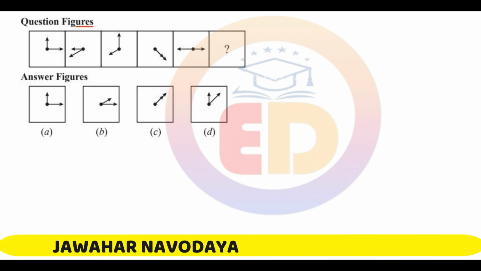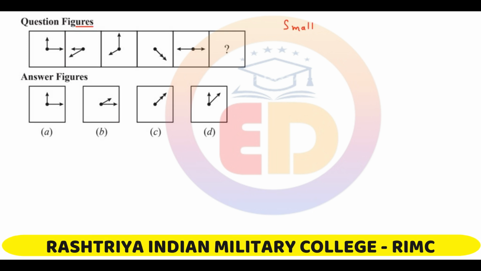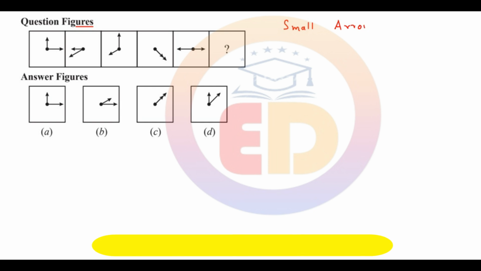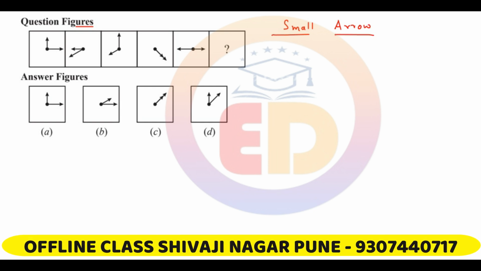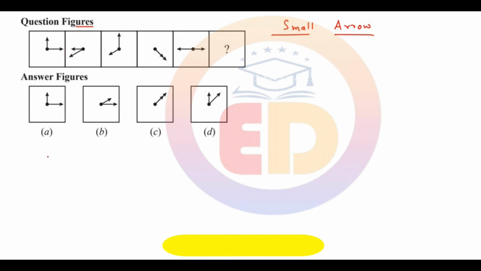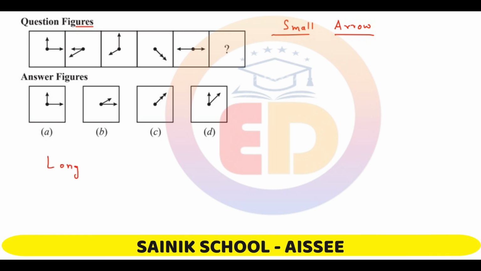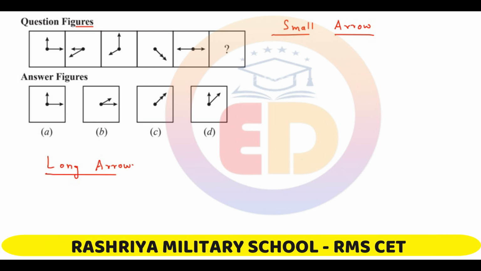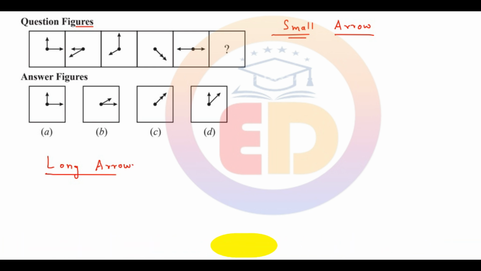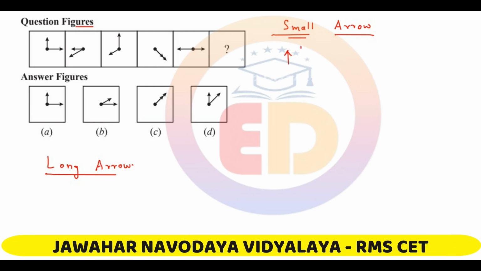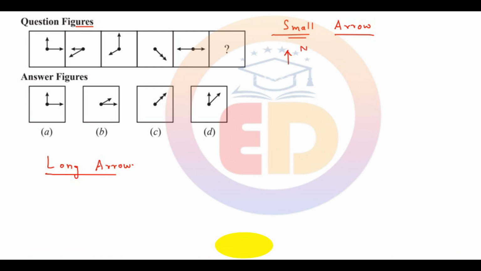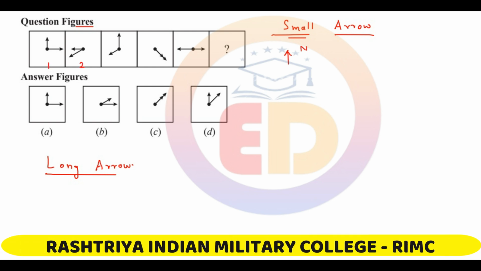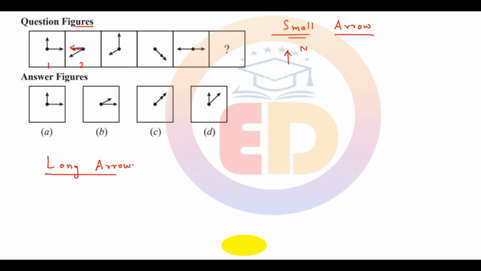Question figure. I can see in this diagram there is a small arrow, and there is a long arrow. Let us understand the movement of the small arrow first. In the first shape, the small arrow is pointing towards north. And in the second shape, the small arrow is pointing towards west.